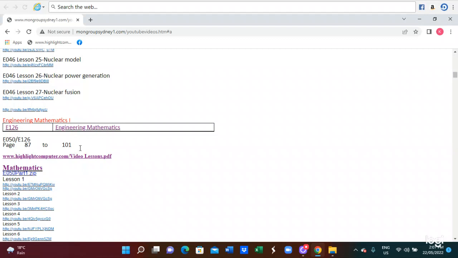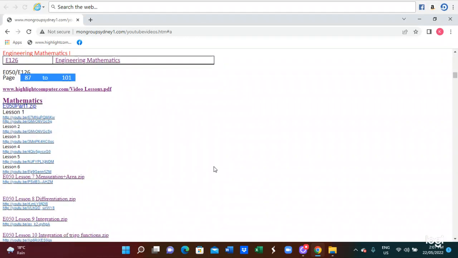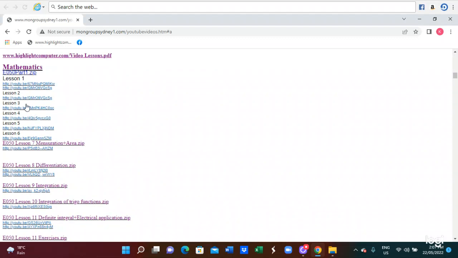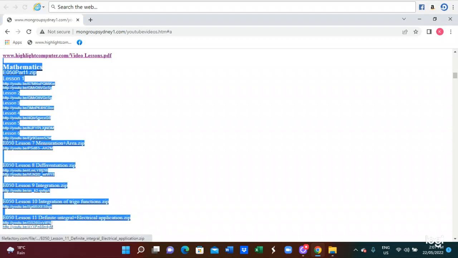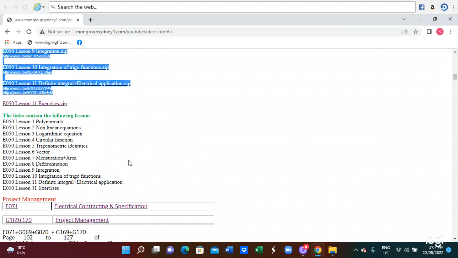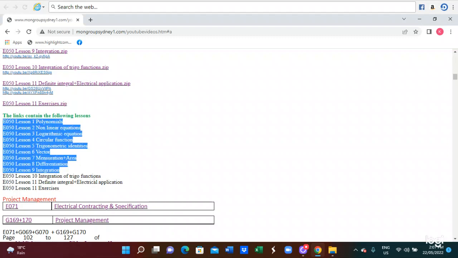So for this video, the link here is highlightcomputer.com/video-lesson.pdf. By clicking this one, read pages 87 to 101. This is the written notes for the video. Those videos are given here, lesson 1 to lesson 6. Those videos you read. And here is the topic of the video lesson. So this is the way you can study the electrical diploma.